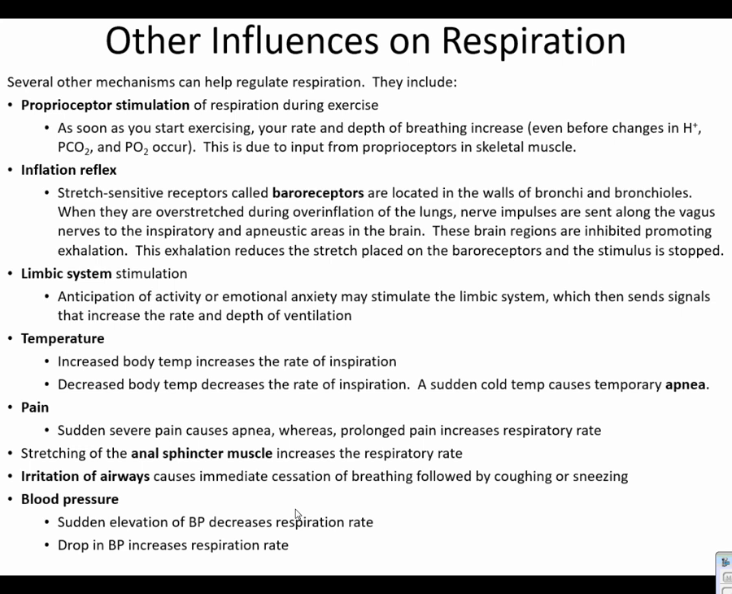An inflation reflex. We have stretch-sensitive receptors called baroreceptors in the walls of our bronchi and bronchioles. When they are overstretched during overinflation of the lungs, nerve impulses are sent along our vagus nerves to the inspiratory and apneustic areas in the brain. These brain regions are inhibited, promoting exhalation. This exhalation will reduce the stretch placed on those baroreceptors, and the stimulus is stopped. So it's essentially just like the baroreceptor reflex when we looked at blood pressure. When it went up because they were stretched more, they tried to get the stretch down.